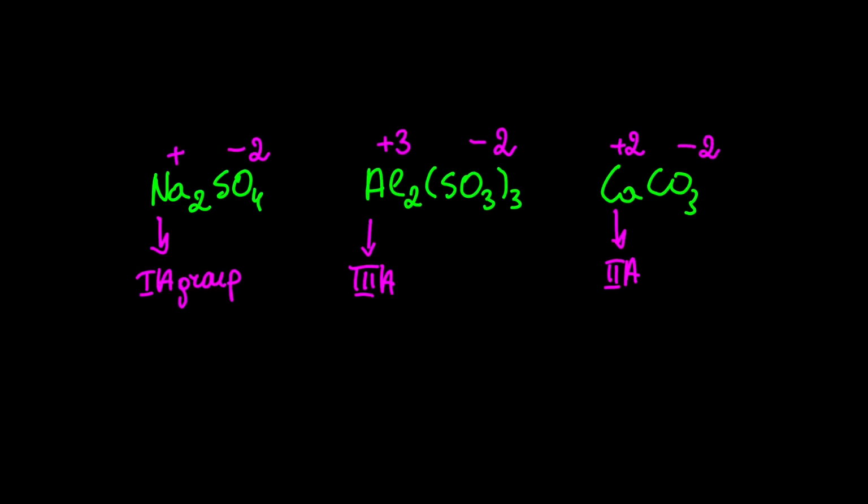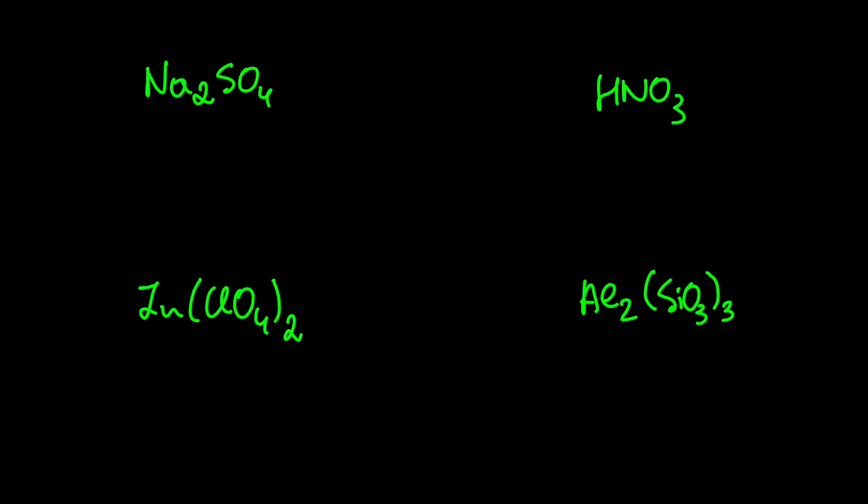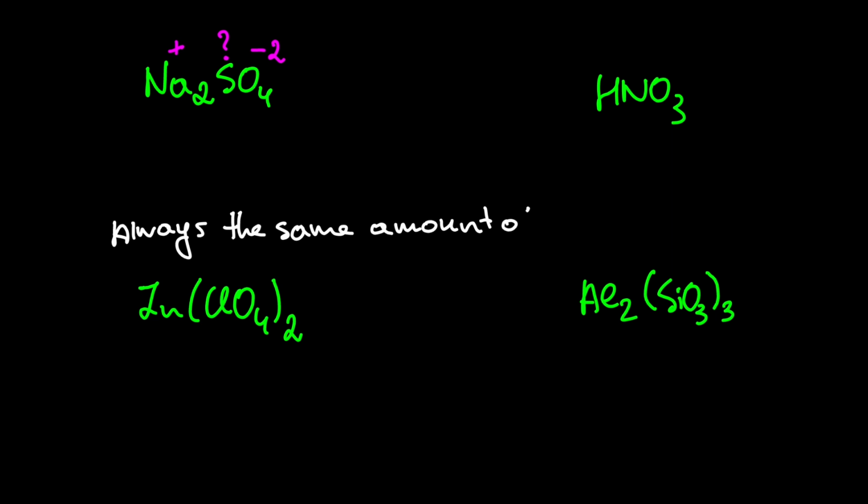The last thing I want to cover today is how to calculate each element's oxidation state in the compound when polyatomic ions are present. Let's take Na2SO4 as an example. Sodium is +1 and oxygen is -2. What about sulfur's oxidation state? As I said before, there are always the same amount of pluses and minuses in the compound.